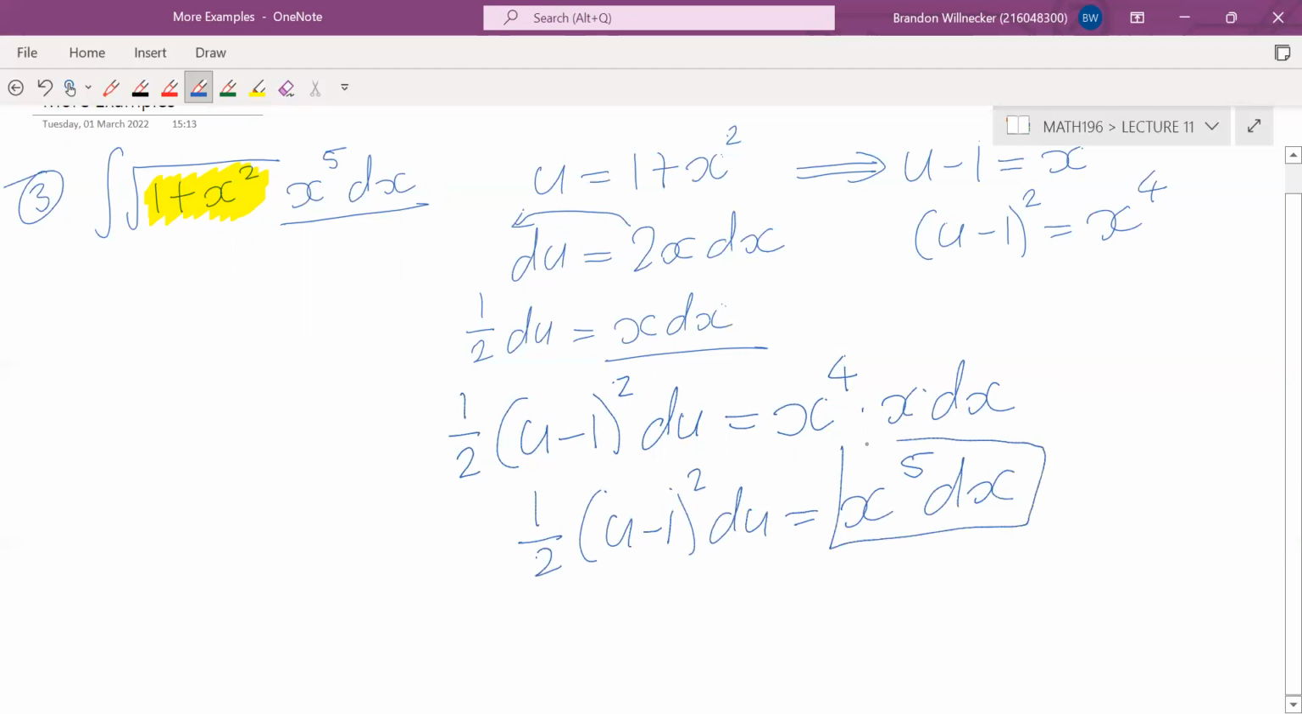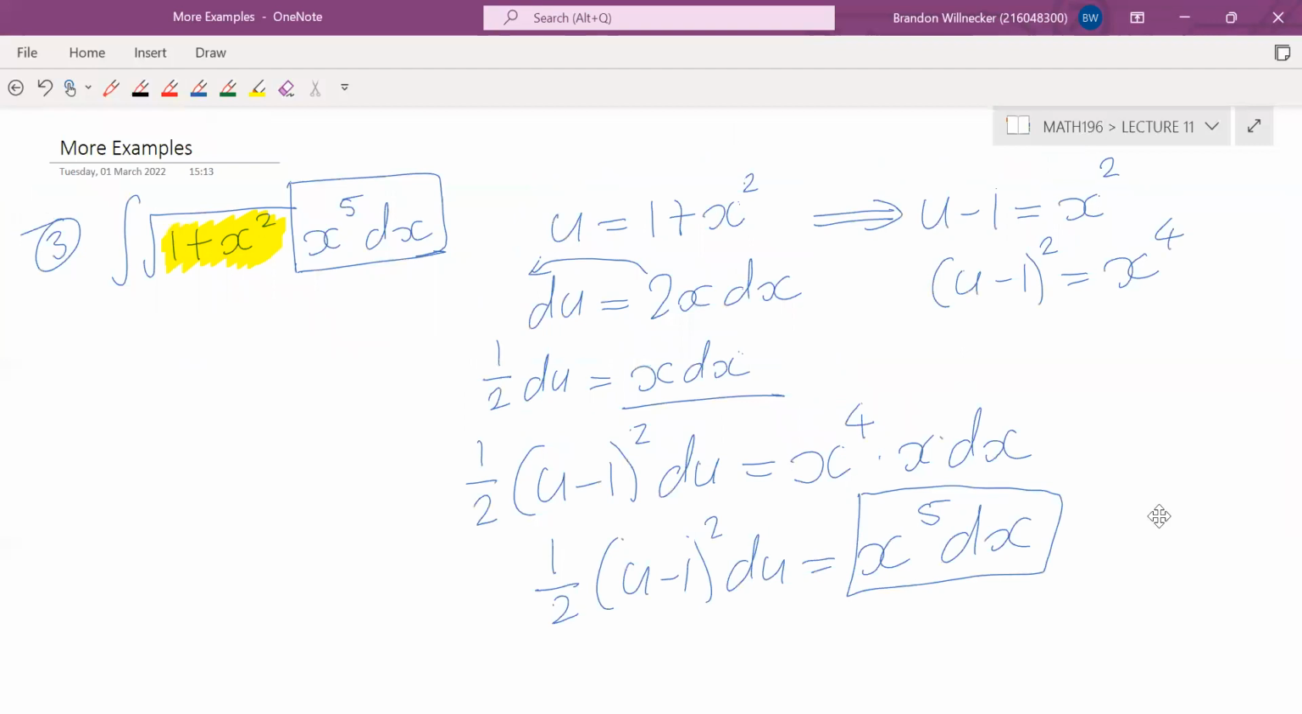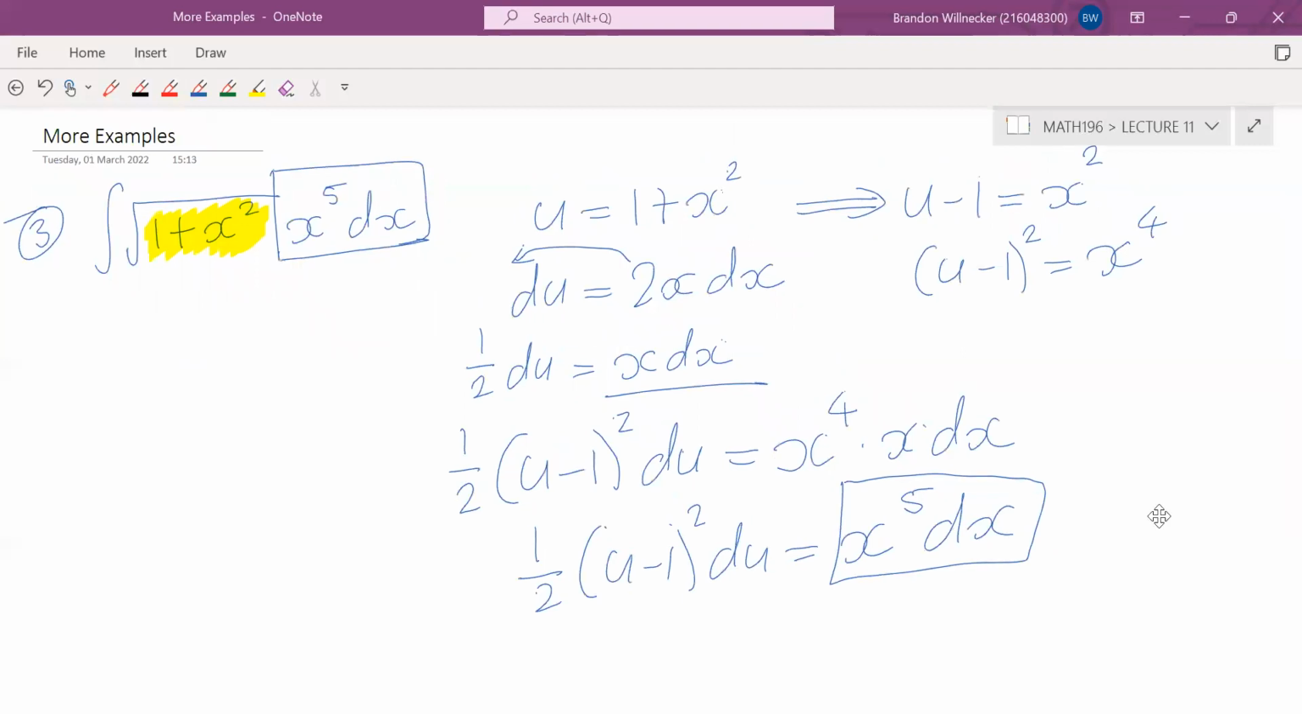This is exactly what we needed to replace this part of our original integral. So let's now do the replacement. So we have the integral. The square root of 1 plus x squared is now going to become the square root of u. x to the 5 dx is going to be replaced with 1/2 (u minus 1) squared du.